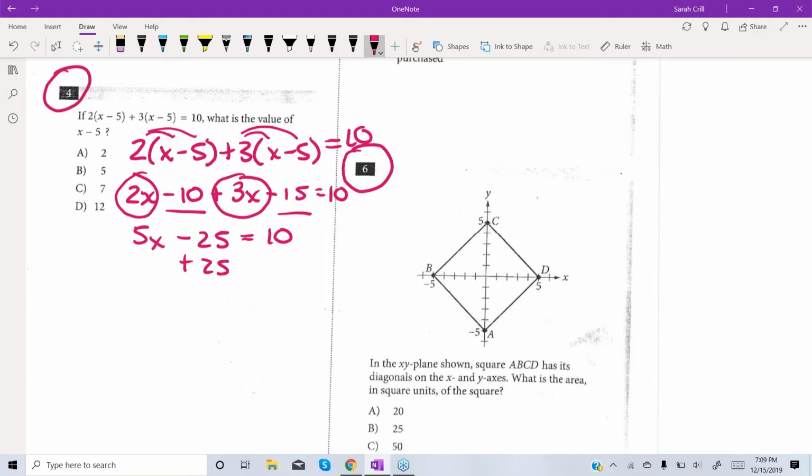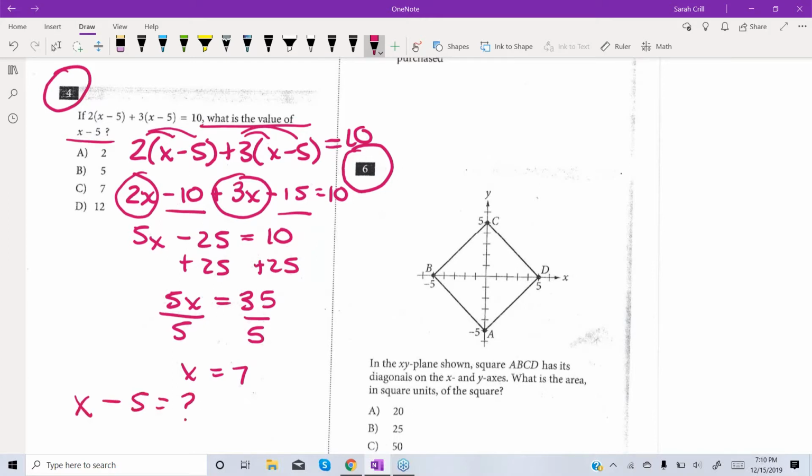Then we're going to add 25 to either side. So we will get 5x equals 30. We'll divide by 5 and get x equals 7. Okay, maybe x equals 7. No. The question said, what is the value of x minus 5? So x minus 5 is equal to what? We found that x is 7, so 7 minus 5 equals 2. And that's the correct answer.